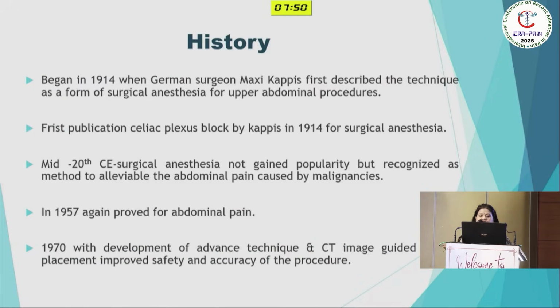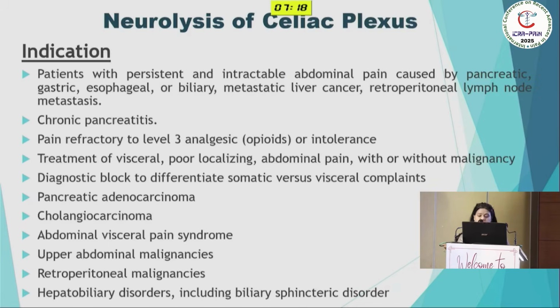Then the main history began in 1914 when German surgeon Max Kappis first described the technique as a form of surgical anesthesia for abdominal procedures. First publication, celiac plexus block by Kappis in 1914. This was given first for surgical anesthesia. Initially it was initiated as surgical anesthesia, but this concept failed, and finally neurolysis of the celiac plexus came for the management of abdominal pain.